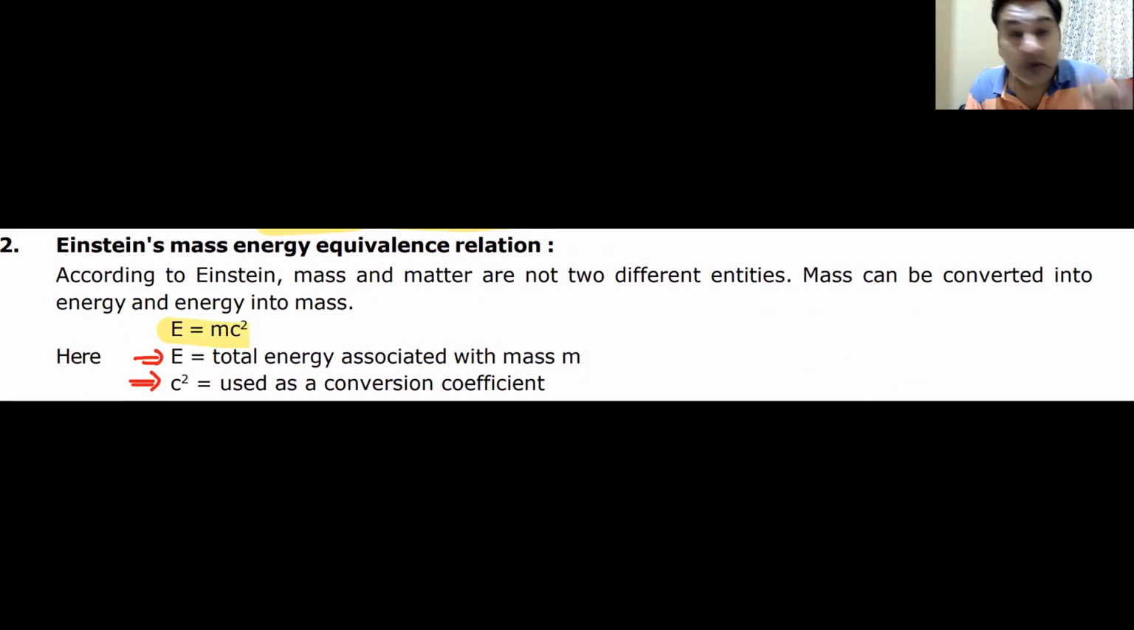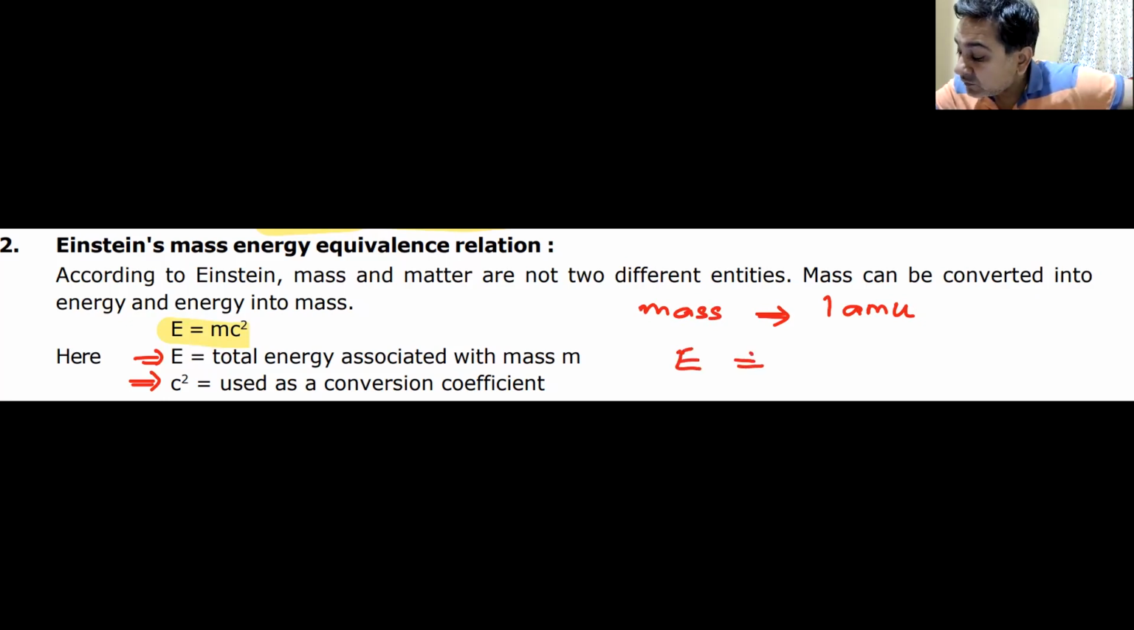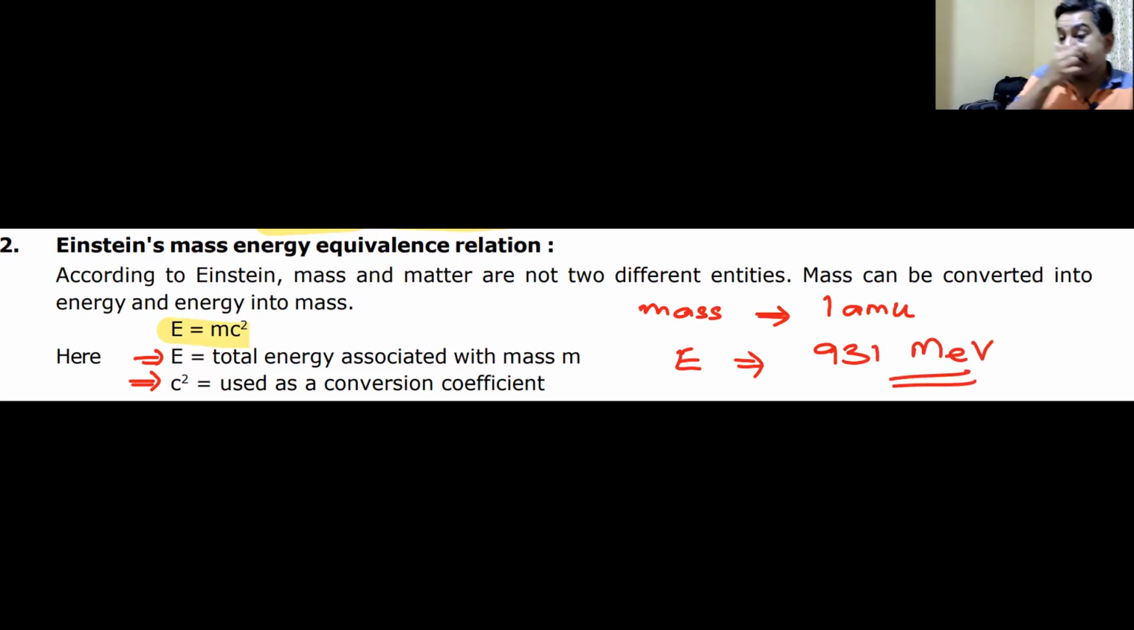Now remember here, a very important relation. If the mass of the body is 1 AMU, you understand the meaning of 1 AMU? Yes, sir. 1.67 into something something. Now, if I convert this 1 AMU into energy, the energy that I will get for 1 AMU, if I put the value, it will be 931 mega electron volt. Will you remember this? Yes, sir.